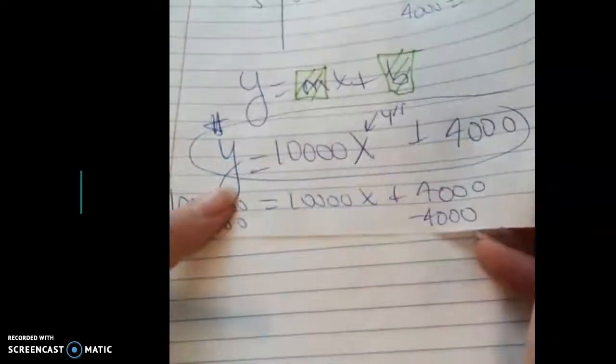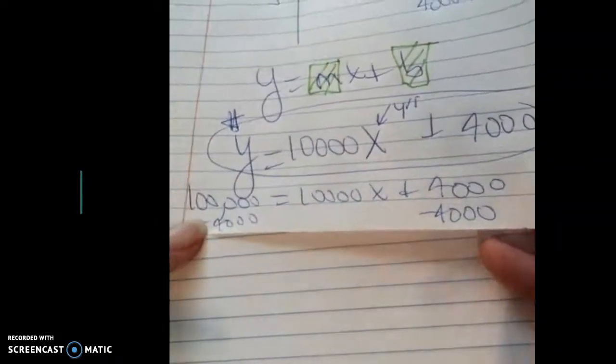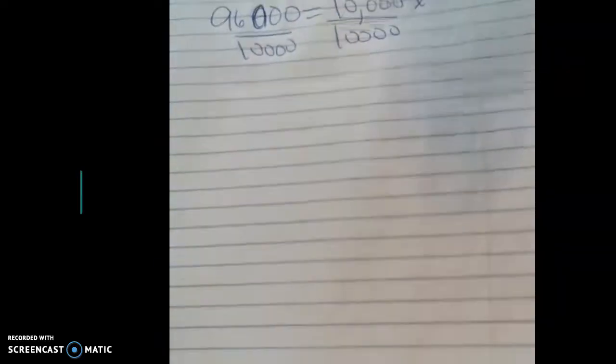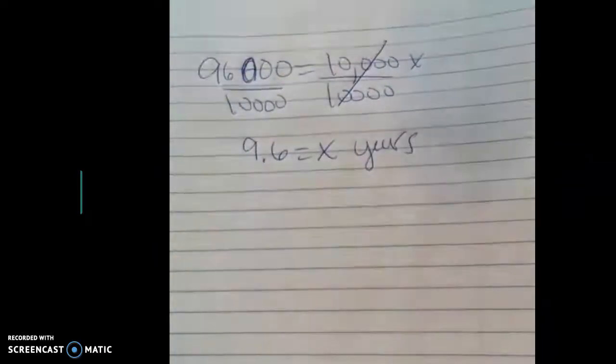Okay, so I just subtracted the 4,000 from both sides, all right? And so that should be 96,000. Hopefully I didn't do math wrong. And then now I'm dividing, all right? So that's going to do what? 9.6, I think, is x. And that would be years, all right?